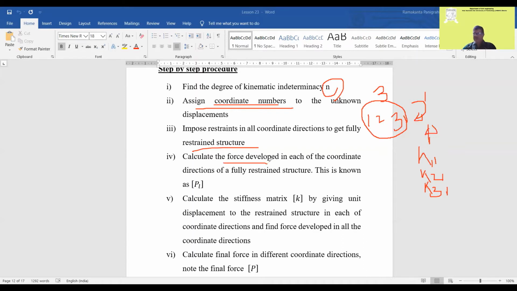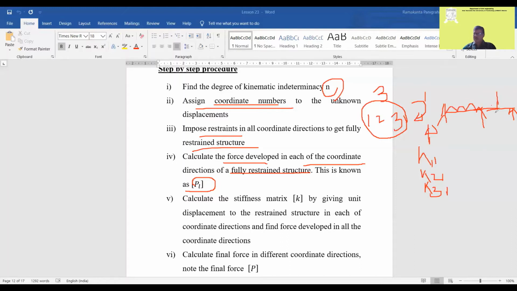Force developed means moments, or maybe forces. Once you make the restraints in all these coordinate directions and calculate the force developed in each coordinate direction of the fully restrained structure, this is known as PL. So what is PL? Suppose this is the beam we are going to solve, and there is some load here. Let there be a UDL, and there is a point load here.